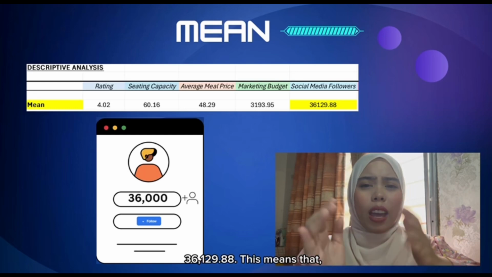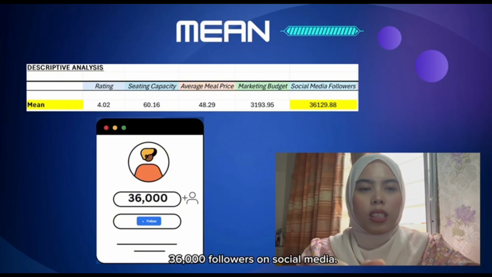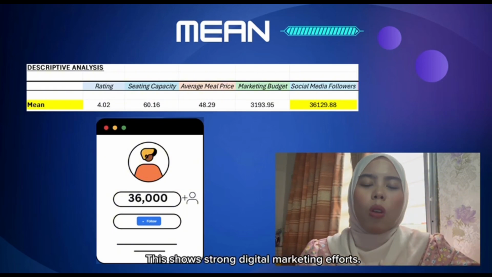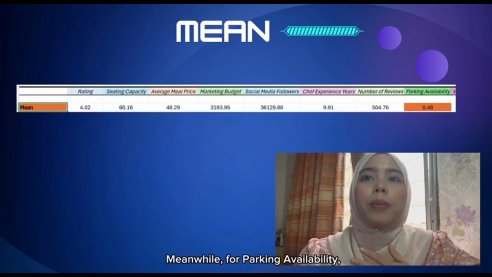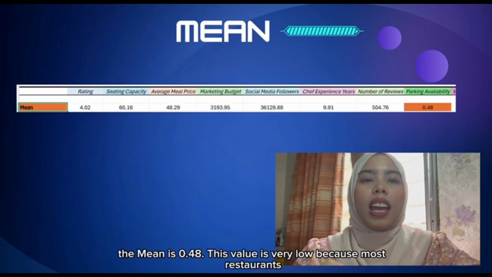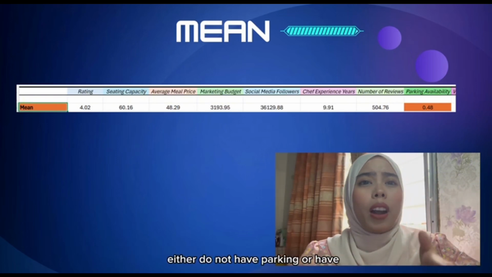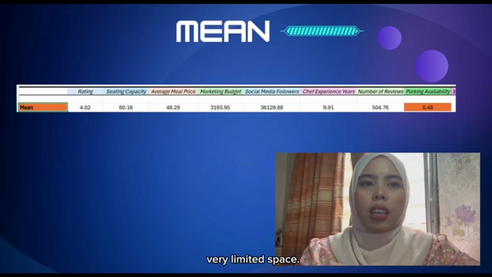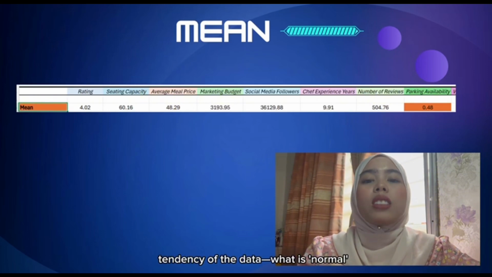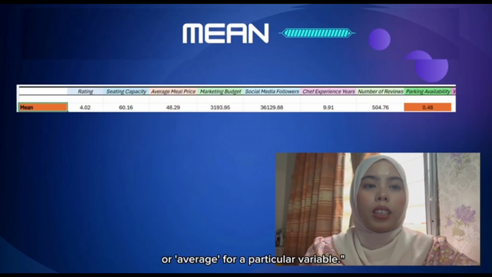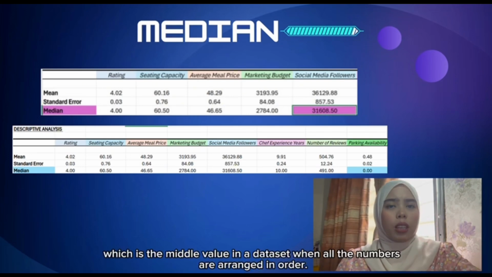36129.88. This means on average, each restaurant has about 3600 followers on social media. This shows a strong digital marketing effort. Meanwhile, for parking availability, the mean is 0.48. This value is very low because most restaurants either do not have parking or have very limited space. Means give a quick overview of the central tendency of the data, what is normal or average for a particular variable. Next, let's discuss median, which is the middle value in a data set.